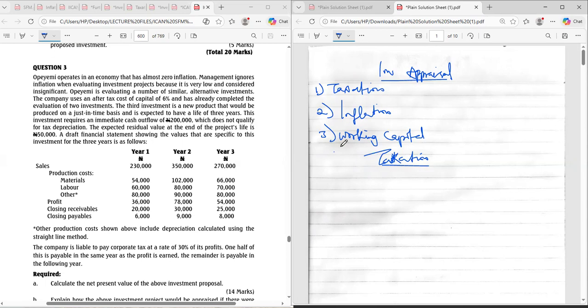Then the next point about taxation is that you can also be told that 50% of the taxes are to be paid this year, while the next portion will be paid next year. So 50% this year and the other 50% next year.